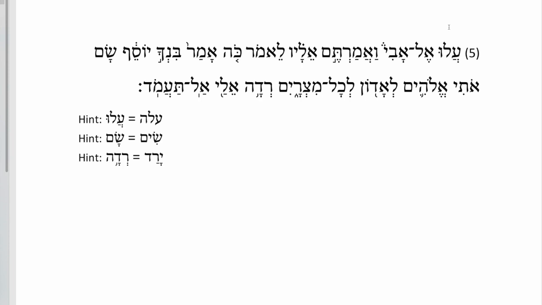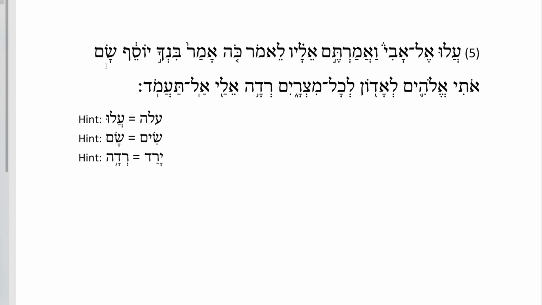But anyway, so saying, ko amar binkha Yosef. Ko is thus, so thus, and then amar, says, binkha, ben, that's like son, and then kha, of you, right? That's our second masculine singular object suffix. So thus says your son Yosef, Joseph. Thus says your son Joseph. So this is a messenger formula. Thus says your son Joseph. This is what the messenger says when the messenger arrives, in order to let the person who's receiving the message know who said these words.